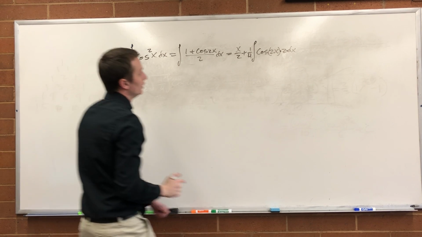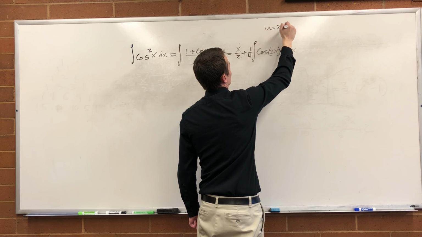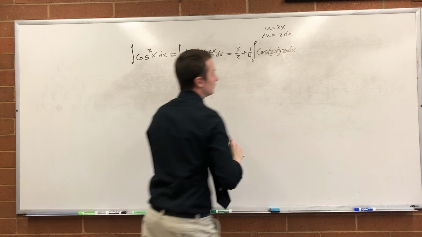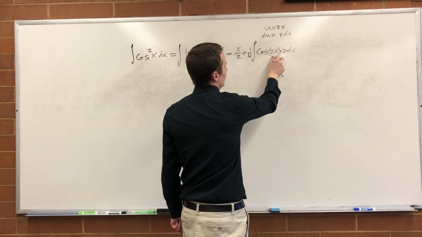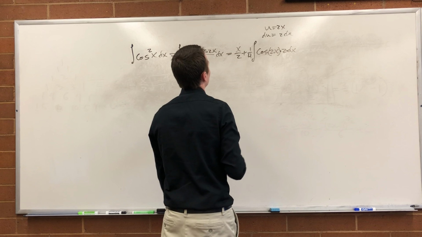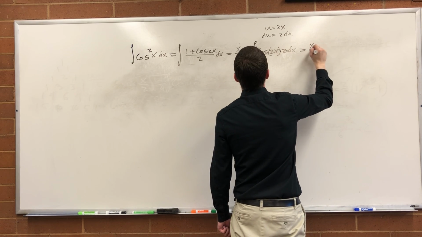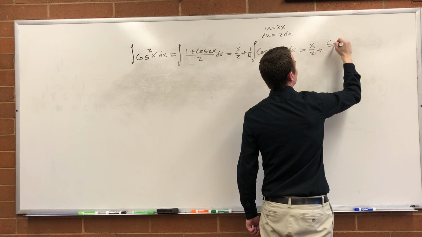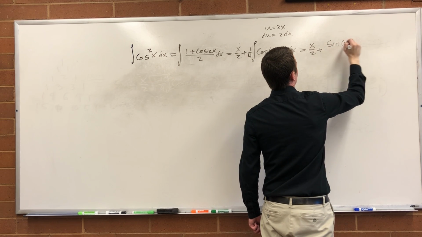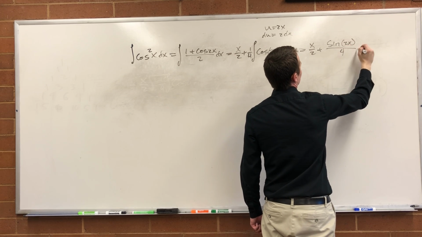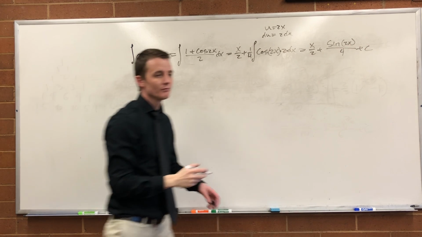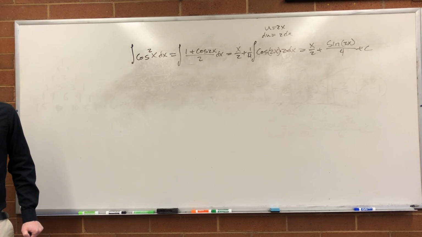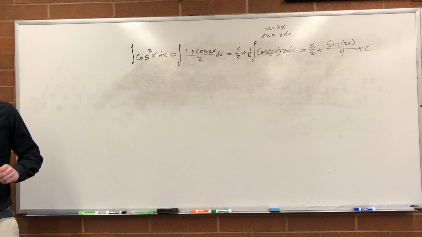Good? Okay. So now if u is equal to 2x, then du is equal to 2 dx, which is right there. So this is cosine of u du. So we can integrate that. So this is going to be x over 2 plus, when we integrate this, we're going to get sine of 2x, sine of u over 4 plus c. Good? Yes, sir.